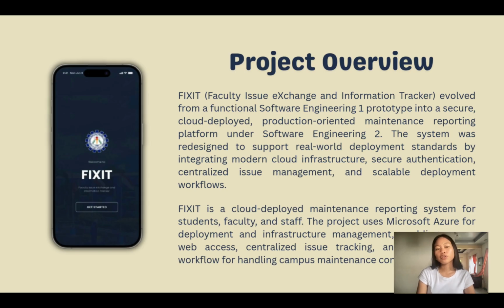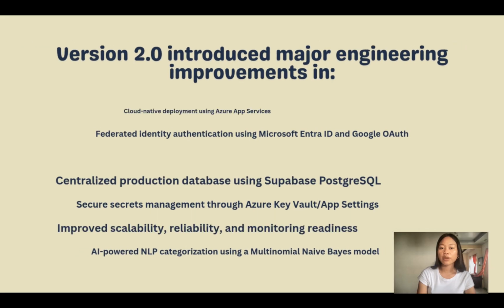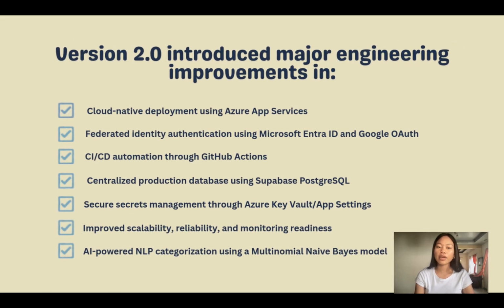For version 2 improvements, aside from the bug fixes, model improvements, and UI UX improvements I mentioned earlier, we also integrated some major engineering improvements, especially in the deployment of our application: cloud-native deployment using Azure App Services, federated identity authentication using Microsoft Entra ID and Google OAuth. The Google OAuth was originally in our version 1, but it is also improved in version 2. And CI/CD automation through GitHub Actions, and a centralized production database using Supabase PostgreSQL.